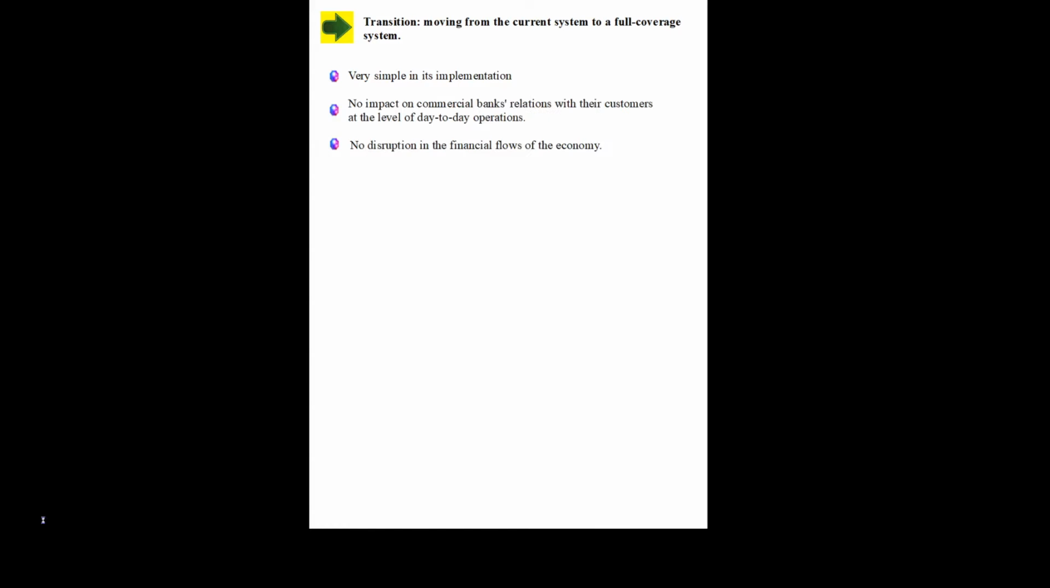Transition. The transition from the current system to the full coverage system. It will be very simple to implement. There will be no impact on commercial banks' relations with their customers at the level of day-to-day operations. Finally, there will be no disruption of financial flows in the economy.